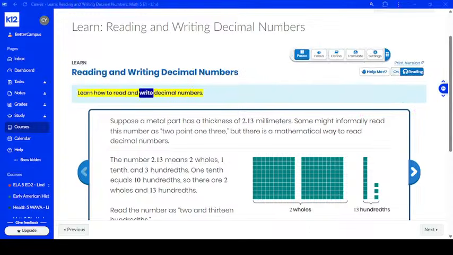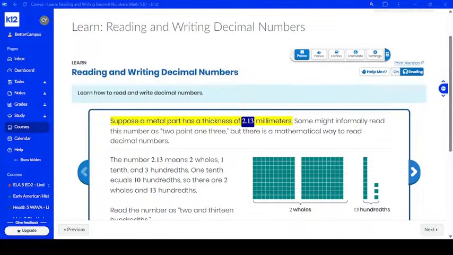Learn how to read and write decimal numbers. Suppose a metal part has a thickness of 2.13 millimeters. Some might informally read this number as 2.13, but there is a mathematical way to read decimal numbers. The number 2.13 means 2 wholes, 1/10, and 3/100. 1/10 equals 10 hundredths, so there are 2 wholes and 13/100. Read the number as 2 and 13/100.